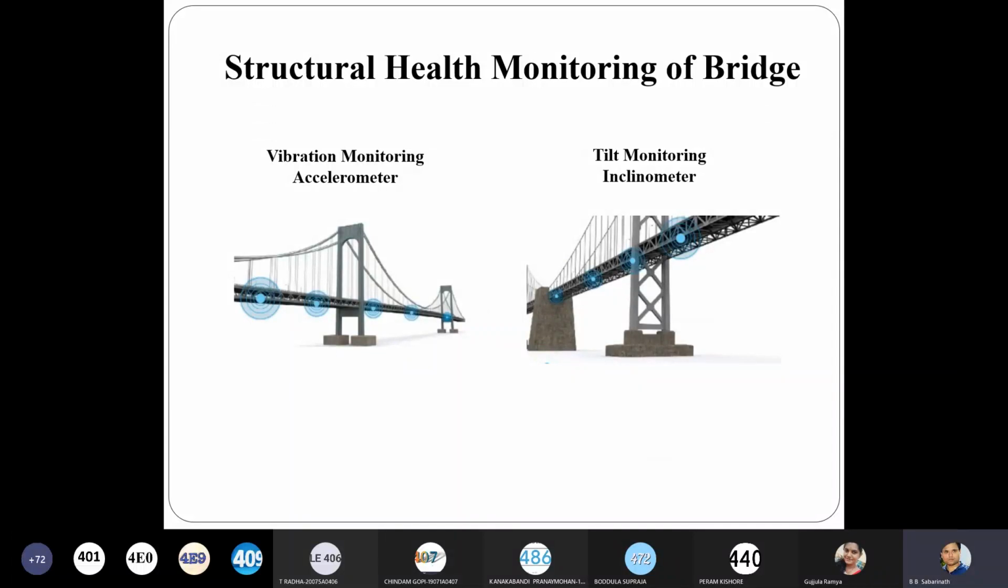For example, you have a bridge and you want to monitor the health of the bridge. You can deploy sensors and collect the data, and based on that data you can monitor the health of the bridge.